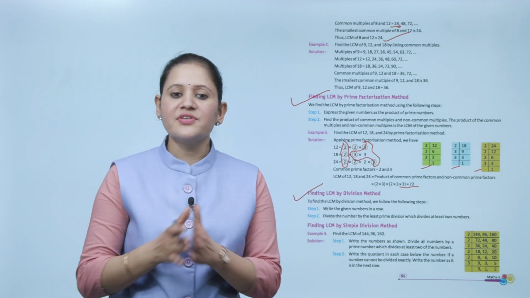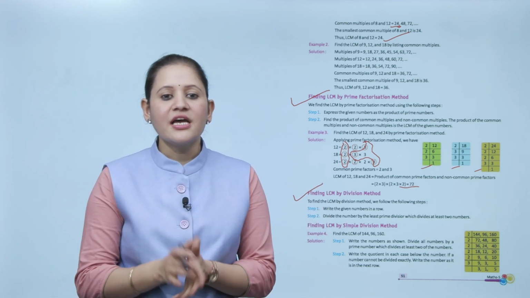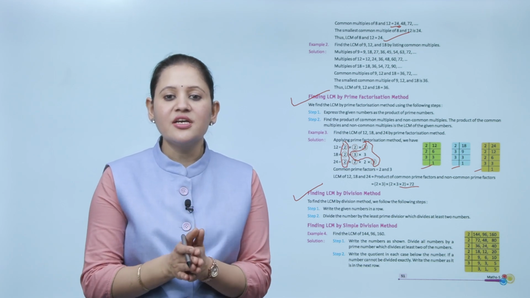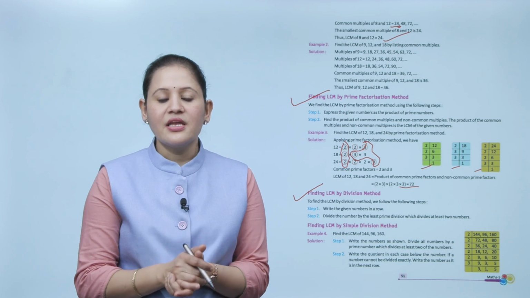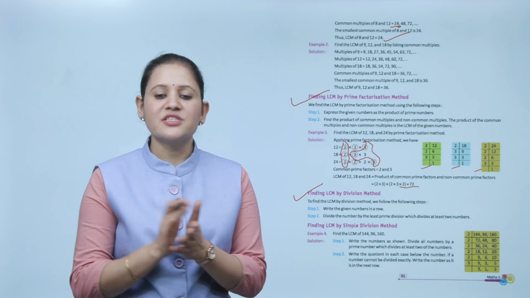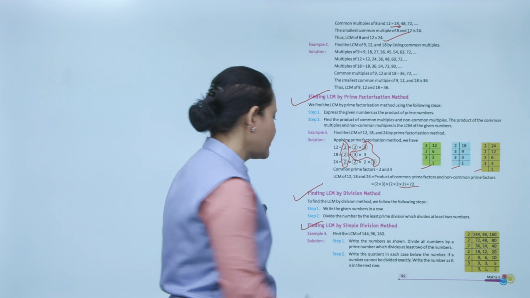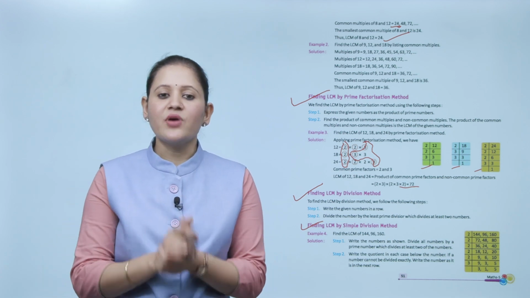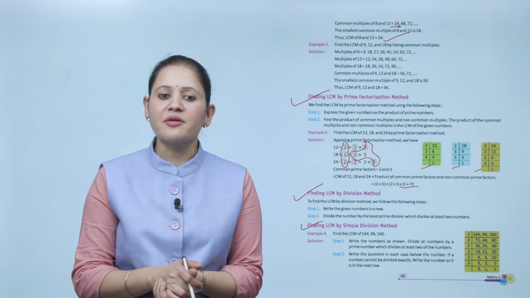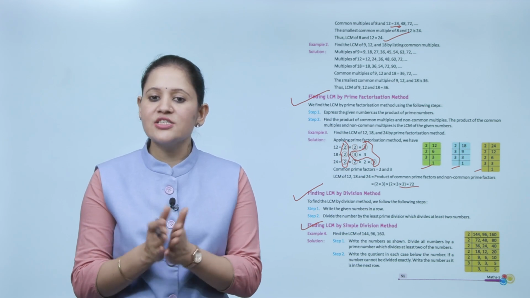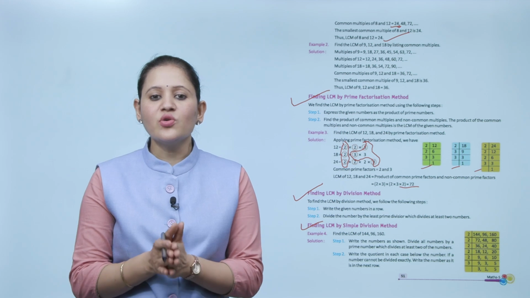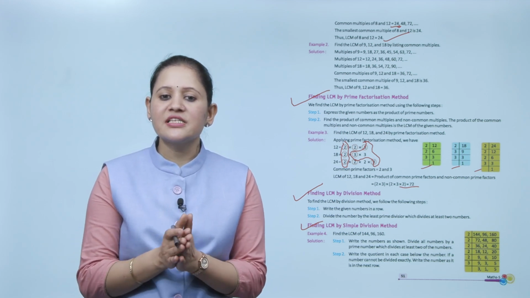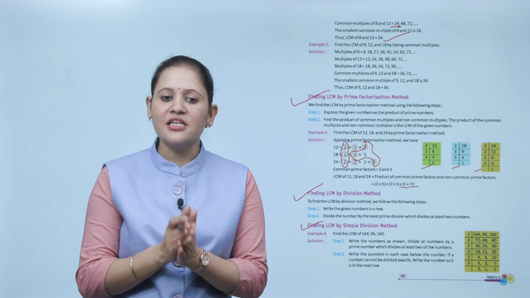To find the LCM by division method, we follow the following steps. Write the given numbers in a row. Divide the numbers by the least prime divisor which divides at least two numbers. Next is finding LCM by simple division method. Find the LCM of 144, 96 and 160. Step 1. Write the numbers as shown. Divide all the numbers by a prime number which divides at least two of the numbers. Write the quotient in each case below the number. If a number cannot be divided exactly, write the number as it is in the next row.